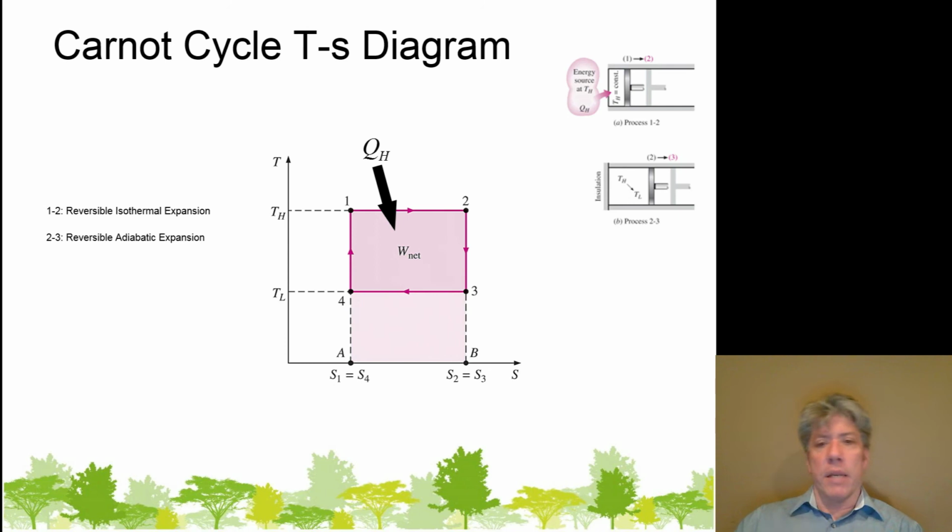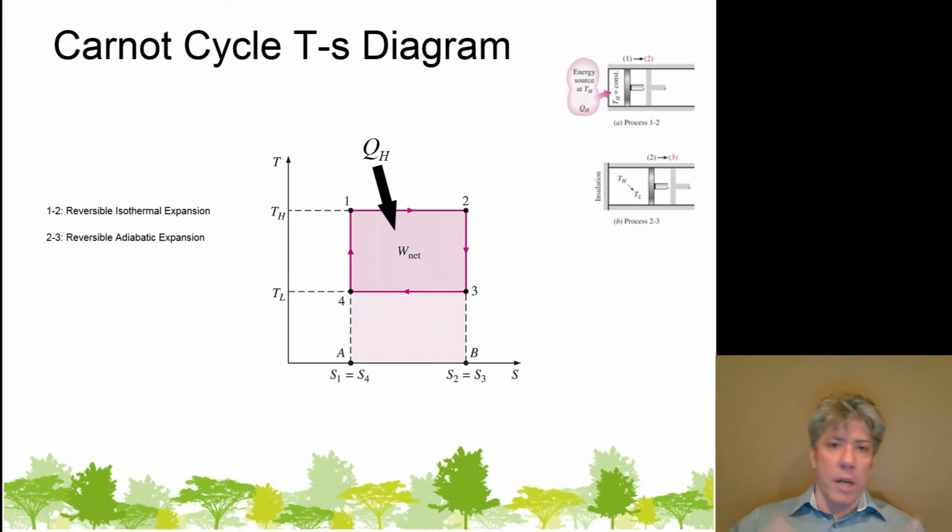Now, what does that mean? If it's reversible, well, that means it's not generating any entropy. If there's no heat transfer, then again there's no entropy change of the system. Therefore, this is an isentropic process. It's a vertical line on the TS diagram. Even though the temperature drops from TH to TL, this is a completely reversible process.